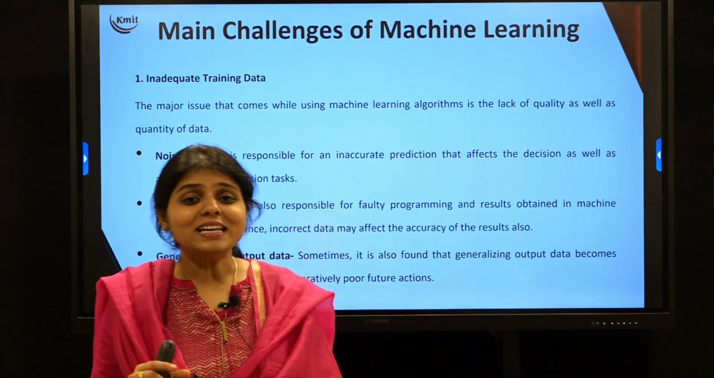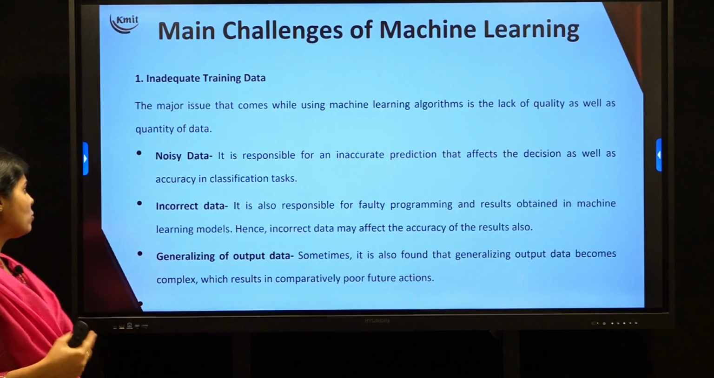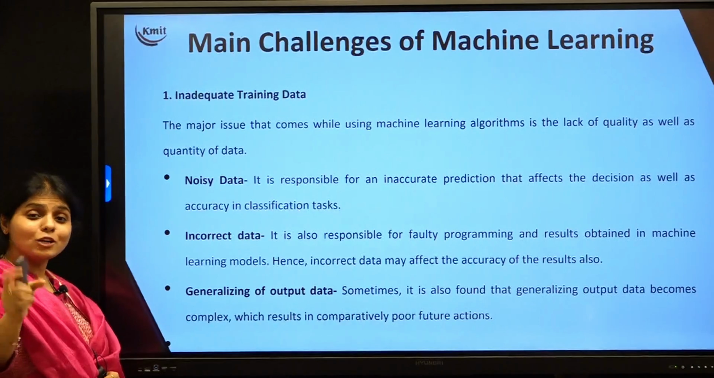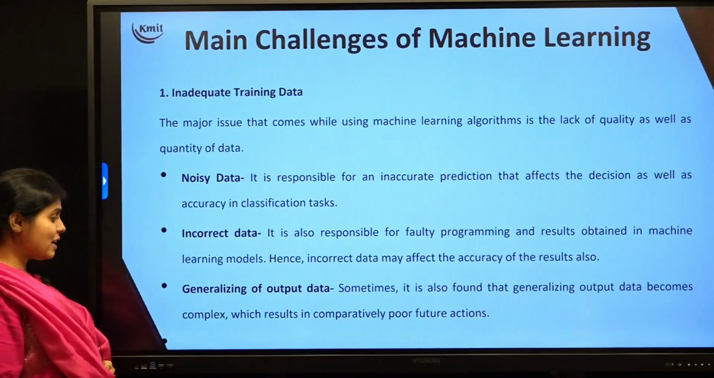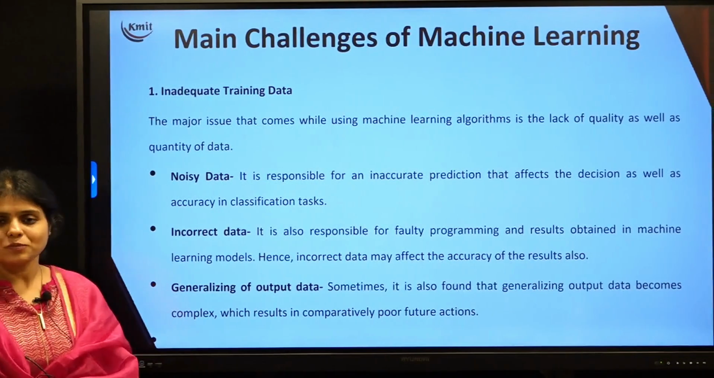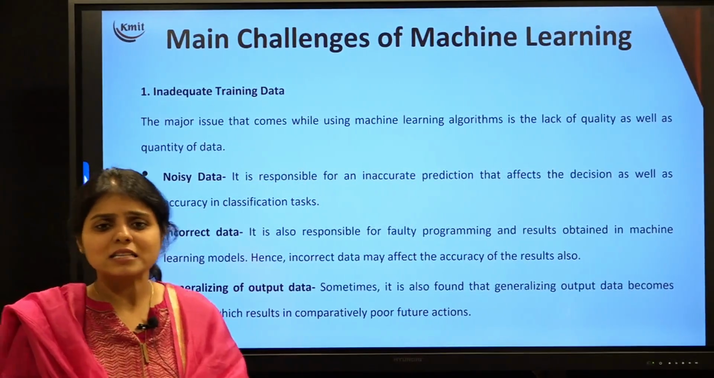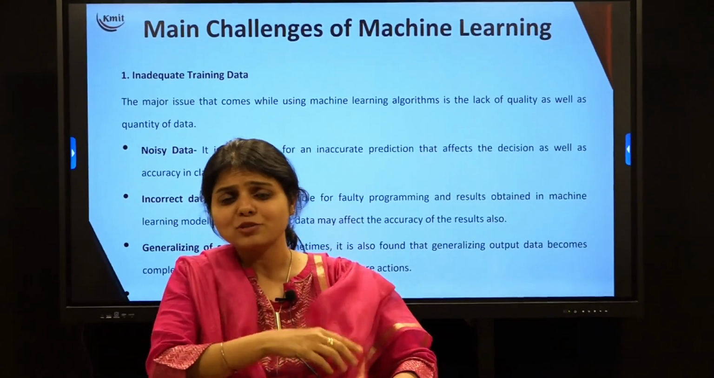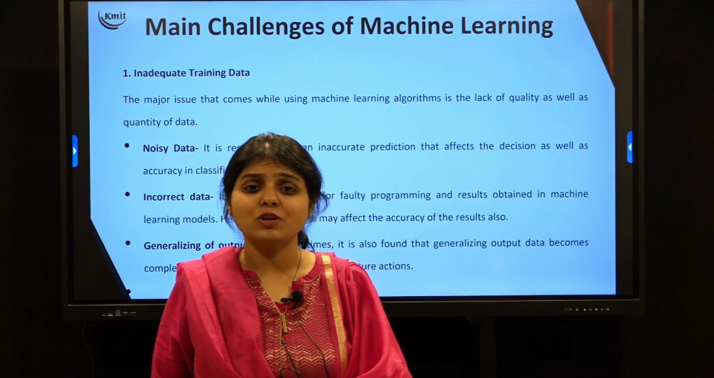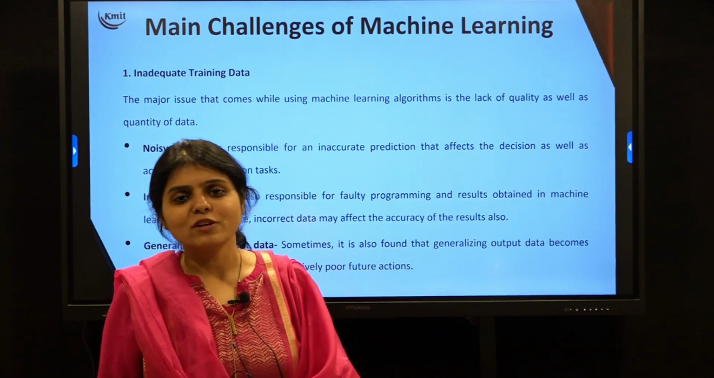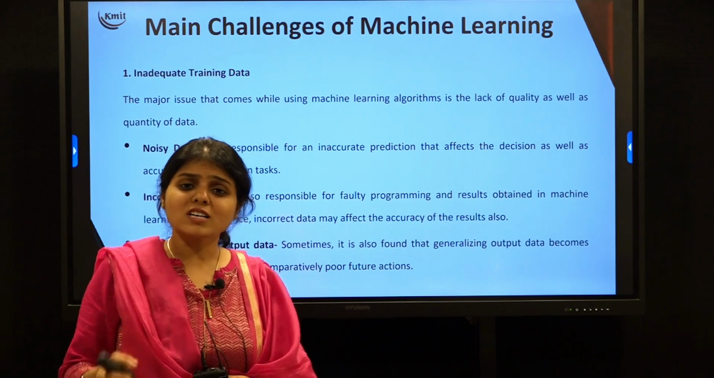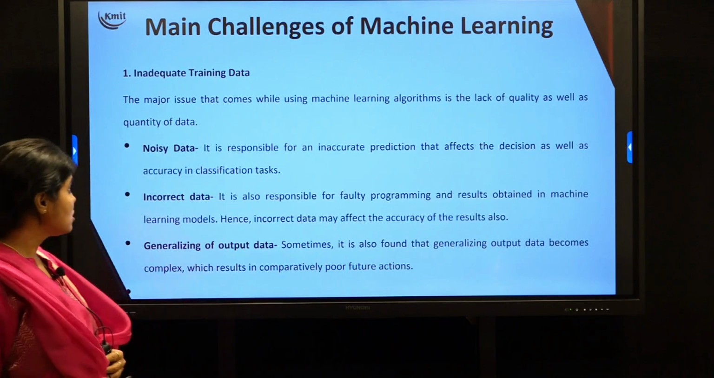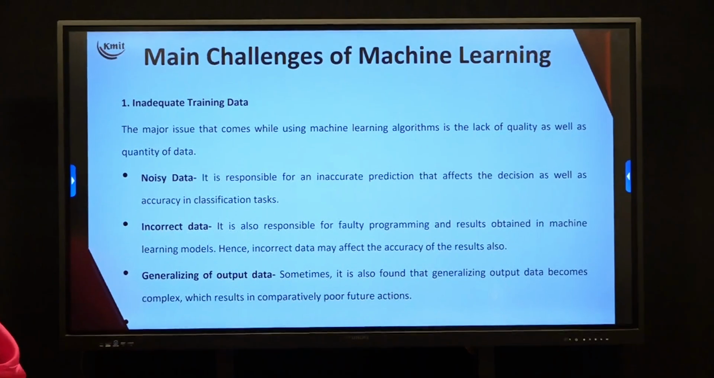When I talk about data, the data may be inadequate, the data may be noisy, missing values in the data, the data may be incorrect, the data may generalize the output. So when the data is not proper, when you have missing values, inaccurate data, or incomplete data, the machine learning model fails, because machine learning models work by learning from the data. So the data that we give should be proper. This is the major challenge which a machine learning model faces.